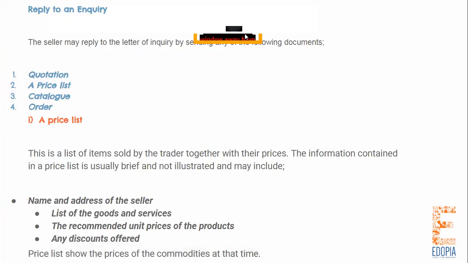In the next session, we're going to be discussing the remaining documents: the order, the invoice, the receipts, the statement of account, and the other documents. And we're going to be separately talking about trade discount, cash discount, and market prices as well.